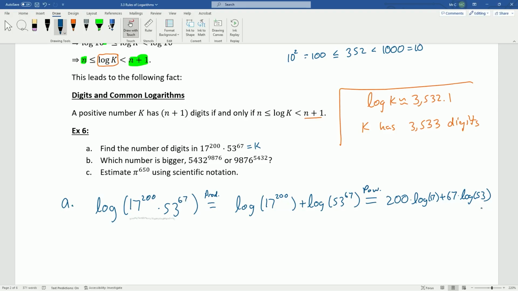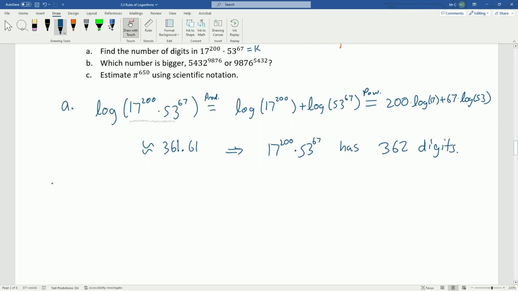So let's go ahead and evaluate that. I'm just plugging it into my calculator here. Okay, and so I get that this is approximately 361.61. And that implies that the number 17 to the 200 times 53 to the 67 power has 362 digits. I always go up one, right? Whatever number I had here, the next number up. The next whole number. Okay, so that's it for that one.